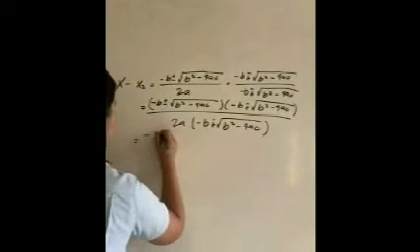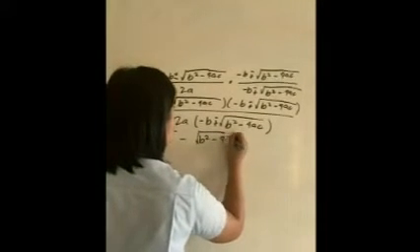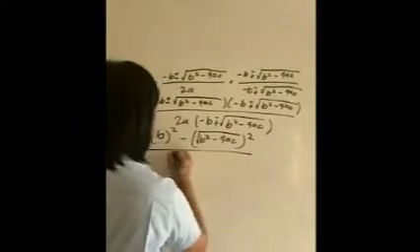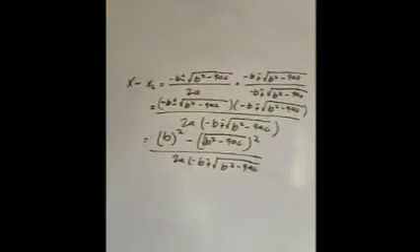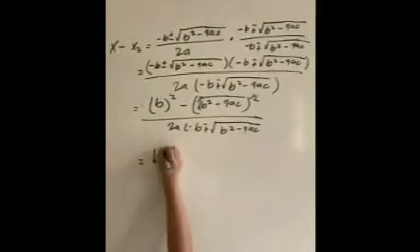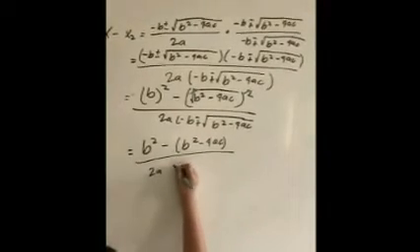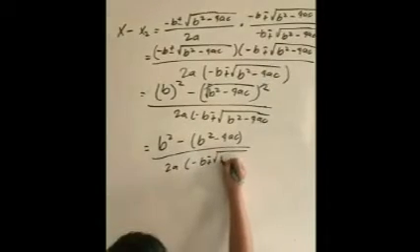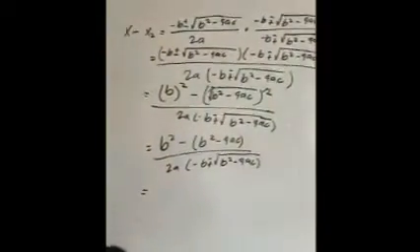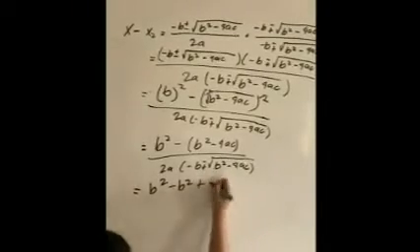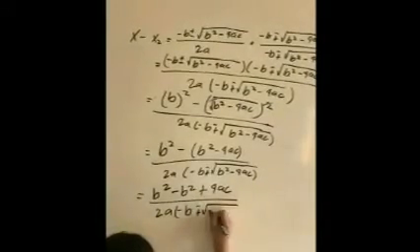Using completing the square, we have b squared minus square root of b squared minus 4ac squared all over 2a multiplied by negative b minus or plus square root of b squared minus 4ac. Cancelling the square root and the square, that will leave us with b squared minus b squared minus 4ac over 2a quantity negative b minus or plus square root of b squared minus 4ac. Distributing the negative sign, we get b squared minus b squared plus 4ac over 2a quantity negative b minus or plus square root of b squared minus 4ac.